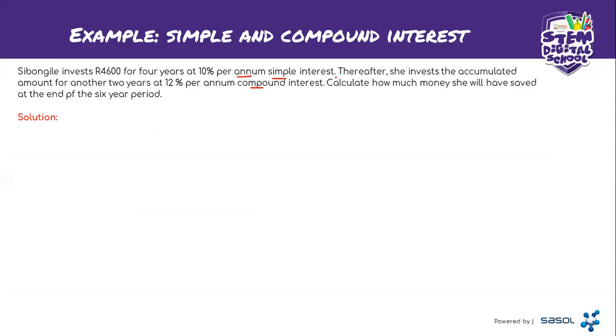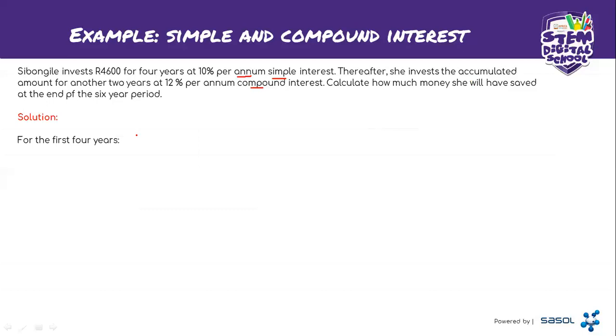Now, first you can see from the scenario that we are going to use simple interest for the first 4 years, and thereafter the accumulated amount, the money that we are going to get after we have saved for 4 years with simple interest. Then you're going to continue with that amount, which is the accumulated amount, and calculate another 2 years, but now in the form of compound interest. Let's see how we do that.